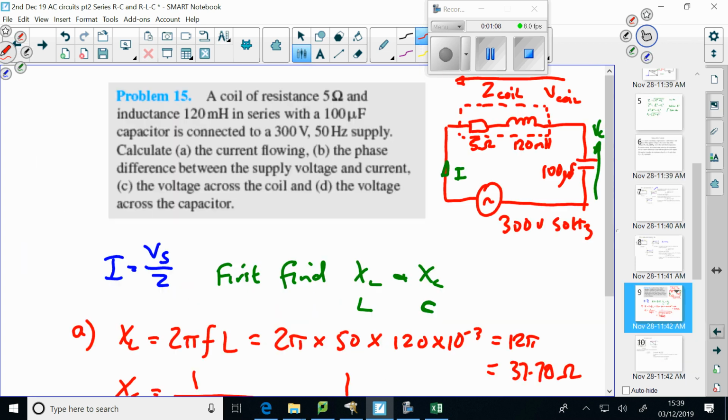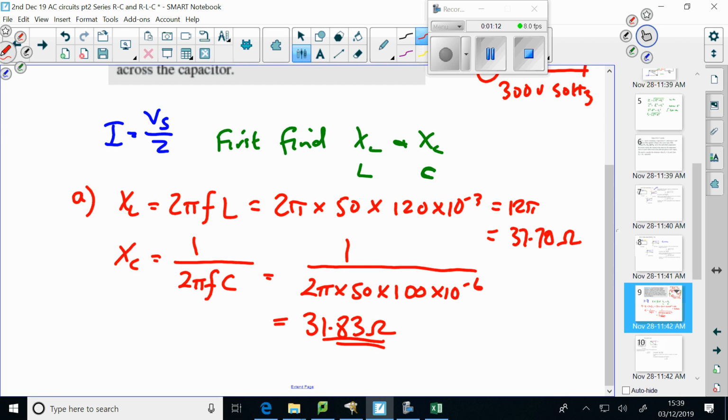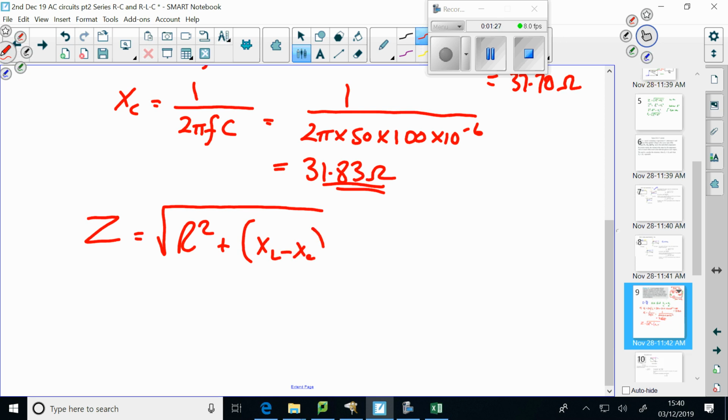Remembering what we're aiming for is to be able to find the total impedance Z so we can find the current. So, we've got this formula: Z is equal to the square root of R squared plus the difference between XL and XC all squared. That was on the last 2 pages that I did on the board before I gave you this problem.